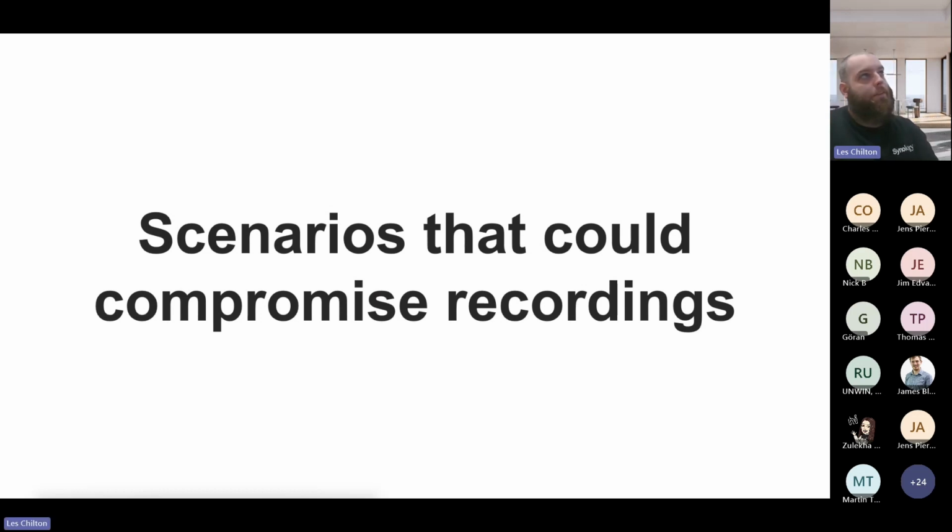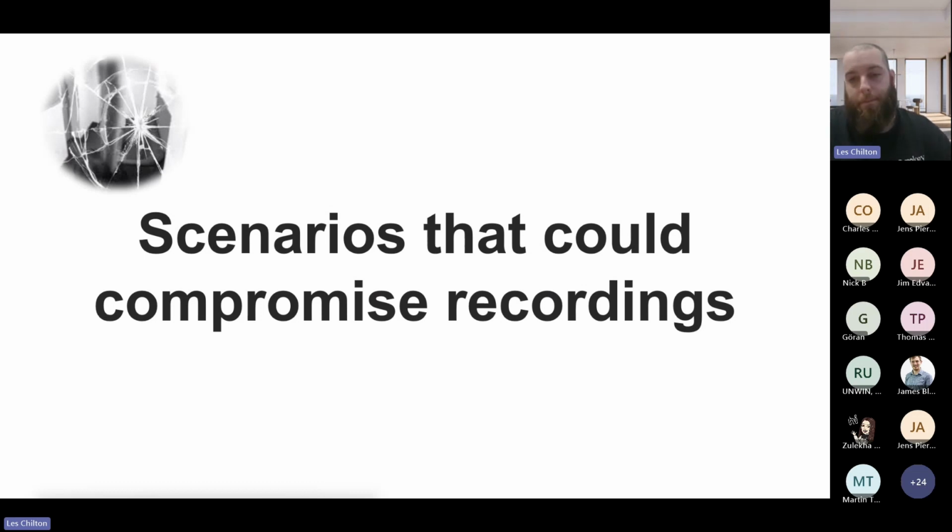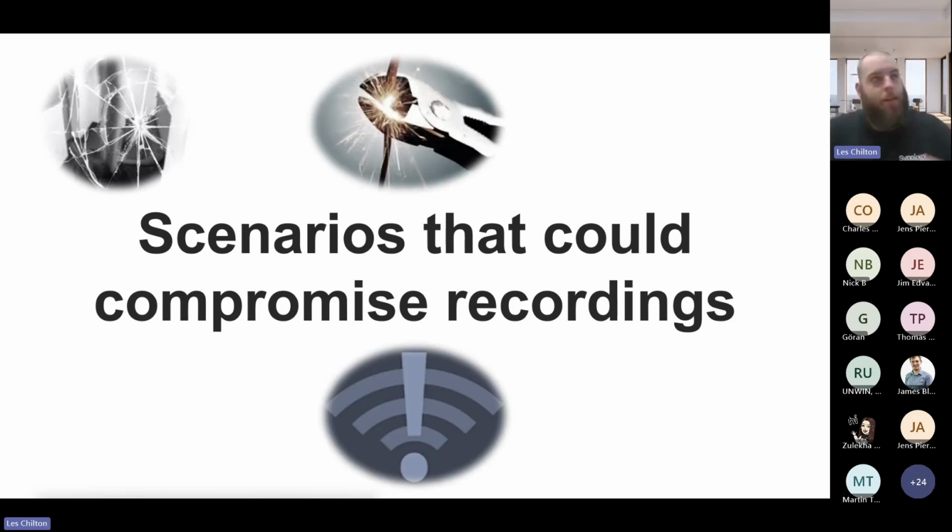Let's start very simply with some scenarios that could compromise your recordings. Firstly, and most simply, a good stone will do it. Our TC500 camera is IK07 rated, so it will take a fairly good whack, but anybody with some determination and a good throwing arm could damage the cameras. On top of that, there is the ever-present risk of a power cut or a network outage.